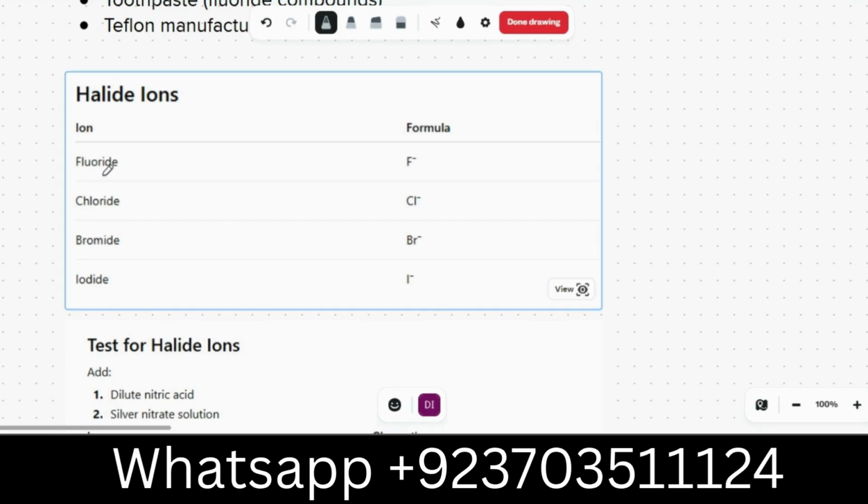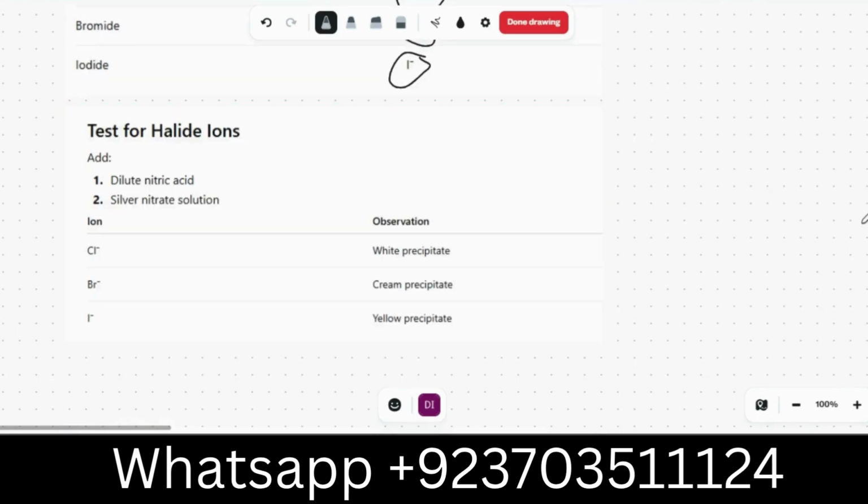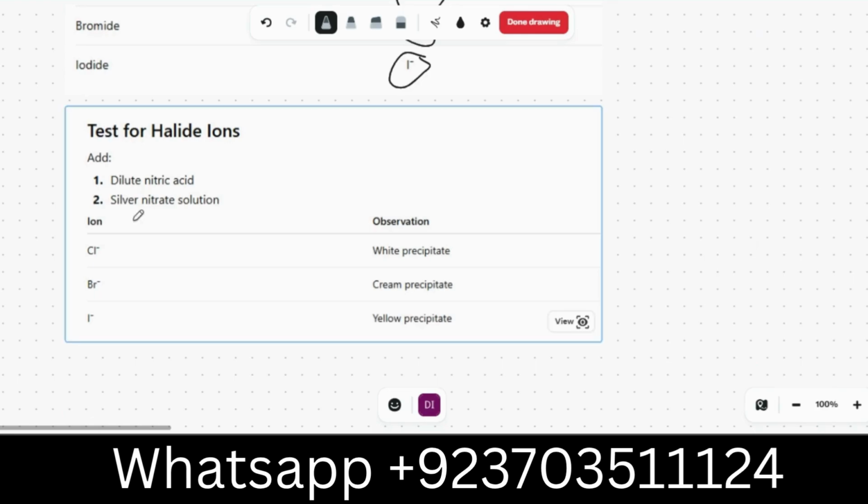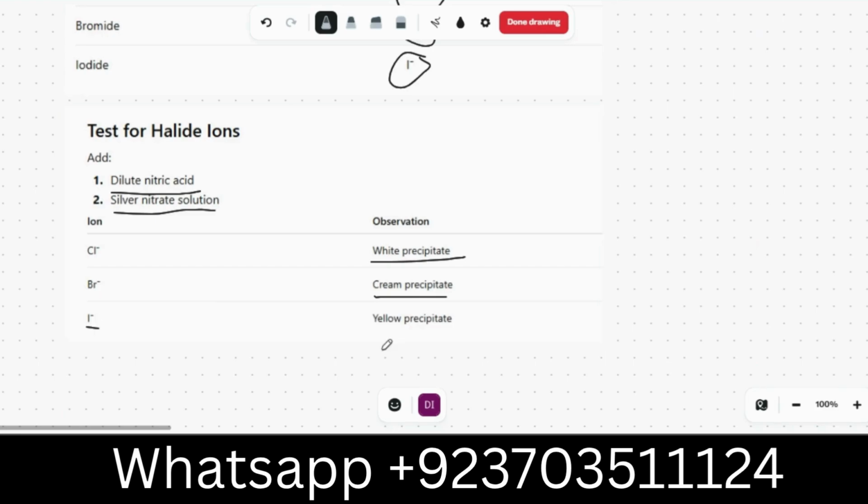Halide ions. Fluorine will gain one electron and it will become F minus. Chlorine will get one electron, it will become Cl minus. Same for bromine, and iodine is I minus. How can we test that a halide ion is present? We add dilute nitric acid plus silver nitrate solution. When chloride is present, we get a white precipitate. When bromide is present, we get a cream precipitate. When iodide is present, we get a yellow precipitate.